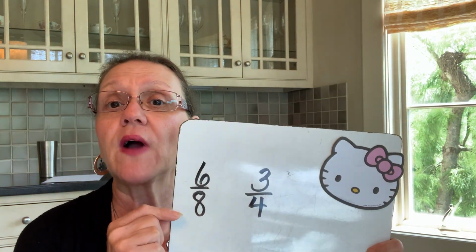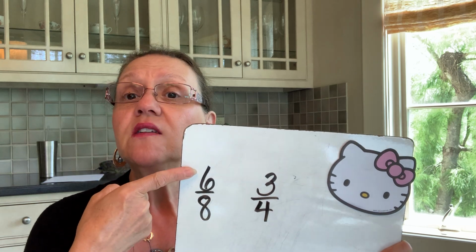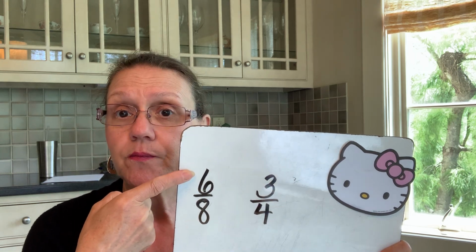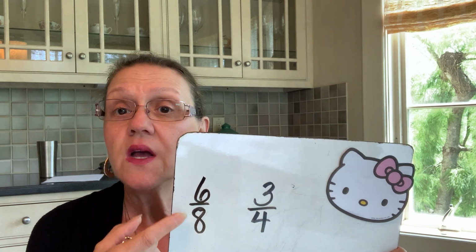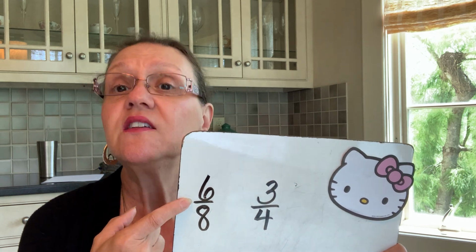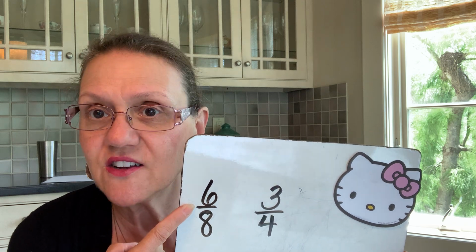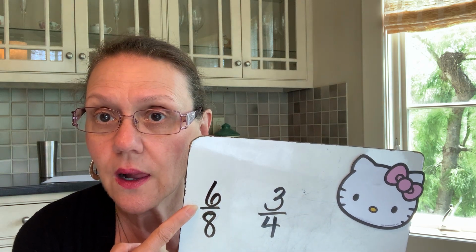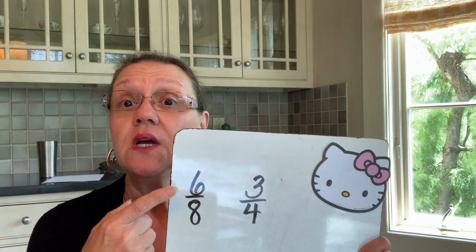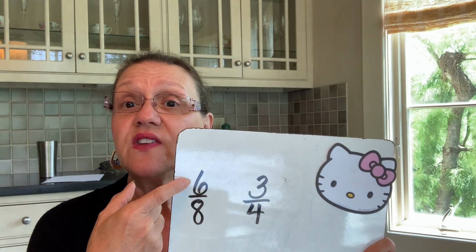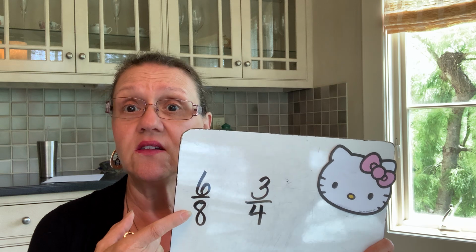First thing to know about fractions, the top number is called the numerator. The bottom number is called the denominator. This thing between them is a division bar, because fractions are division questions. This fraction says we have 6 divided by 8.